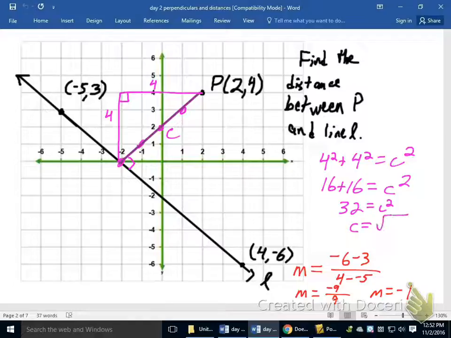I'm actually only interested in the positive root, and the reason is because this distance is going to be positive. And that does simplify because 16 goes into 32 twice. That's my biggest perfect square, so c is equal to 4 root 2 units. So 4 root 2 is how far point P is from line L.